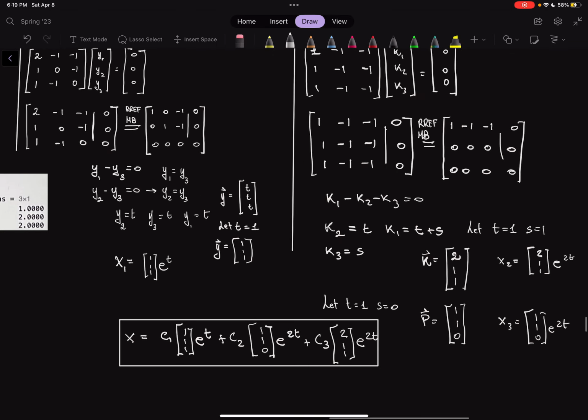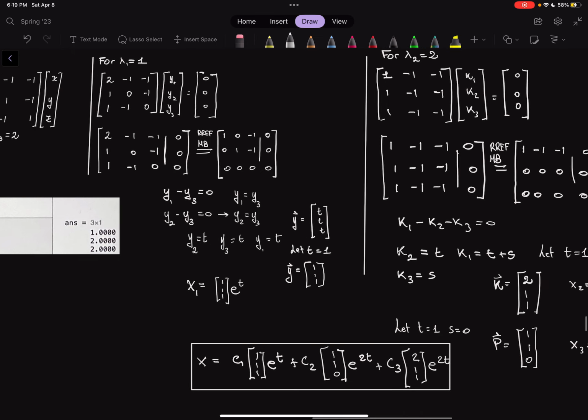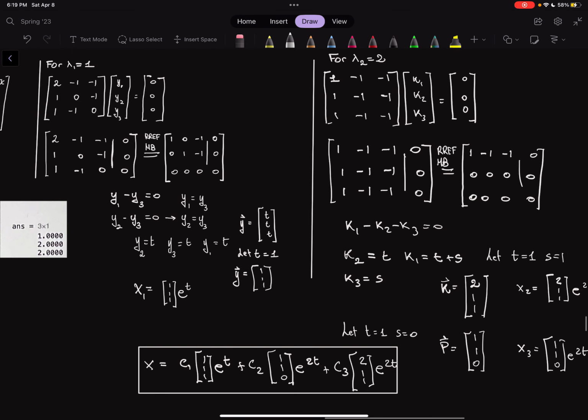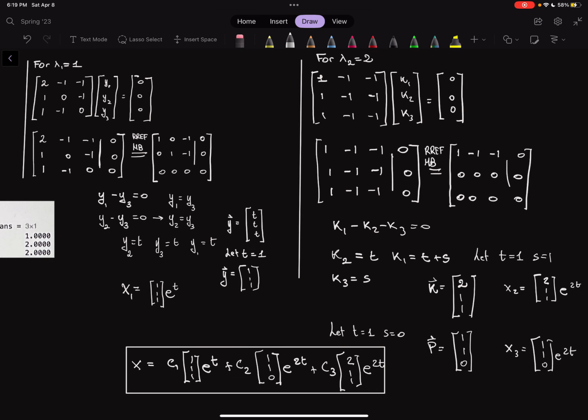Okay, so this was another case with repeated eigenvalues, but in this case, we had a way to find independent eigenvectors without resorting to the other method of having to multiply by t and then solving for that other system for the P vector and so on.